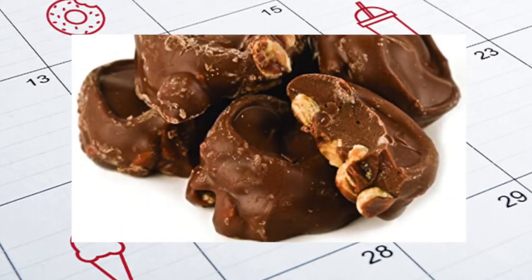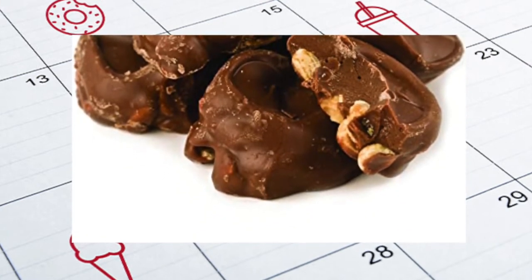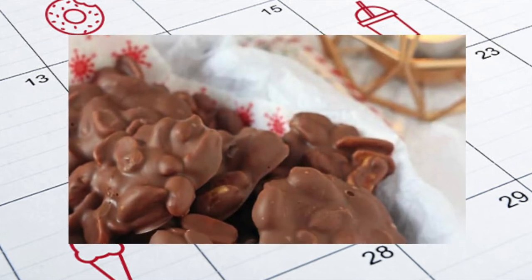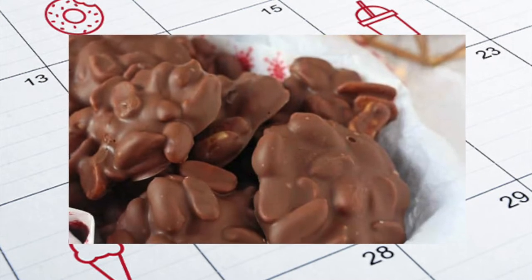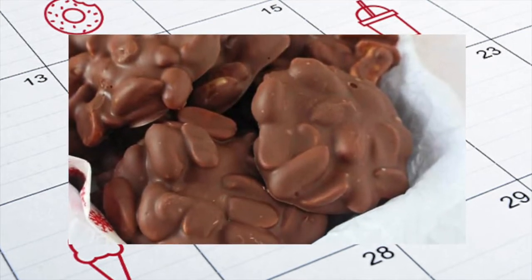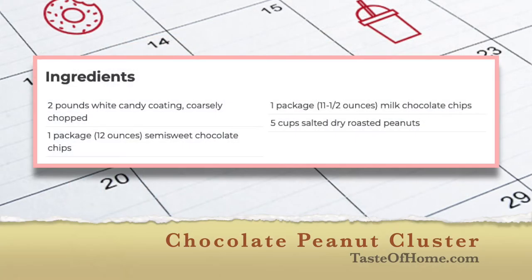So how do we observe Peanut Cluster Day? Well, peanut clusters are an easy-to-make snack that can be ready in just a few minutes. Melt the chocolate, add the peanuts, and stir them together. Drop them by the spoonfuls into a cluster on wax paper or foil. Let them harden, then enjoy. Or you could pause here and write down the recipe and instructions so you can make peanut clusters at home.